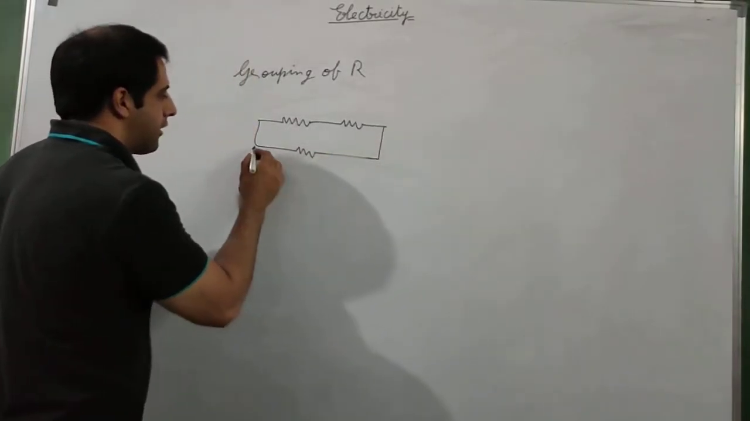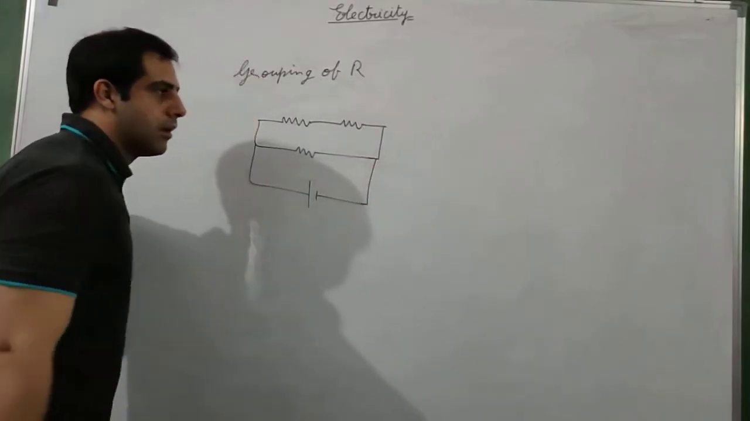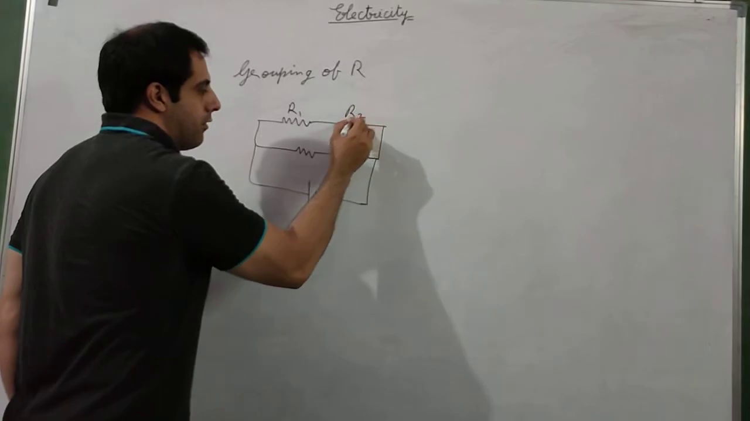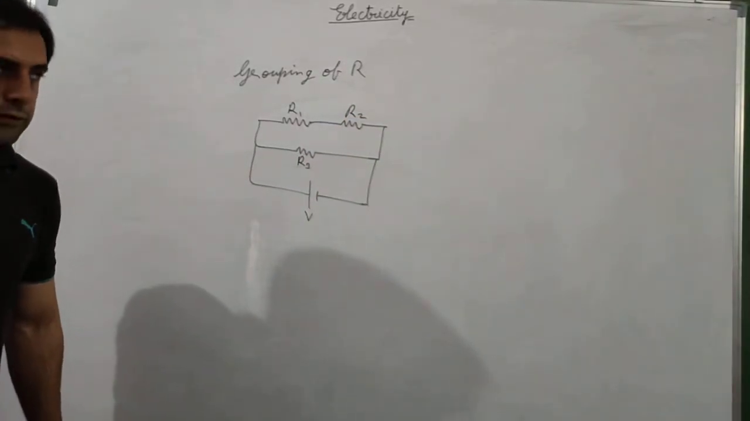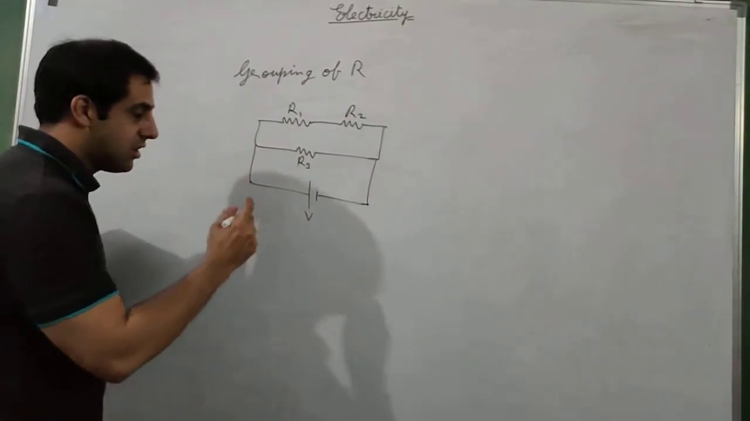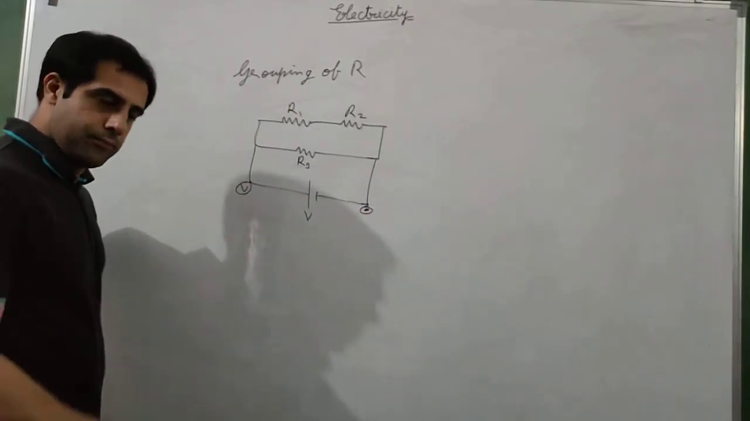Suppose I have connected 3 resistors like this. Let us say that all of them are of different values, R1, R2, R3, and they are connected across a battery of potential difference V. Now let us first decide the potential difference. V at this point, 0 at this point, this is fine.